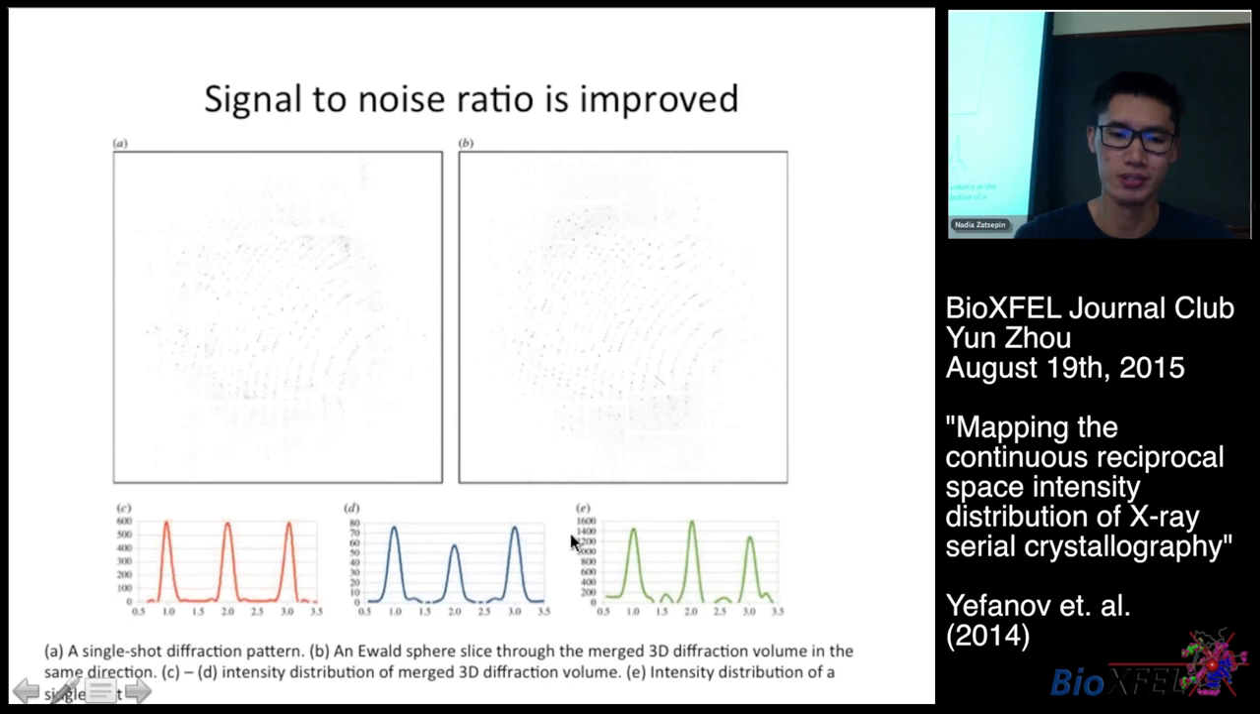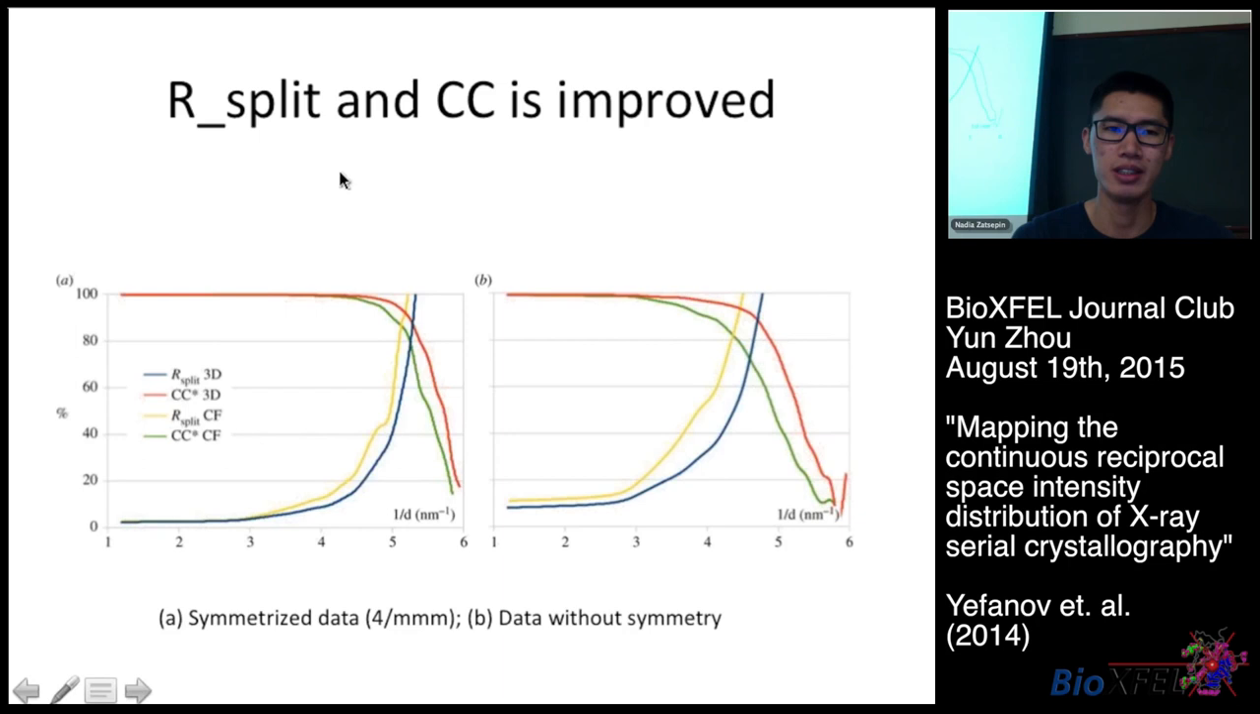And okay, so they also talk about the R split and the CC values. So they use this method to also do indexing. So they do a comparison. For this one, as you can see, for a semi-synthetic data, the data after 3D merging method, you have better figures of merit. So you can see this figure is R split.